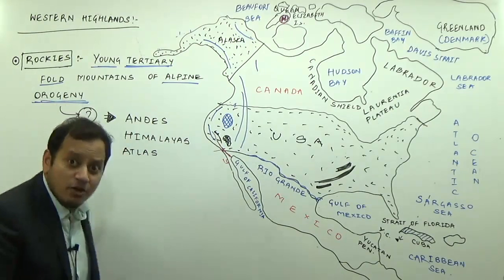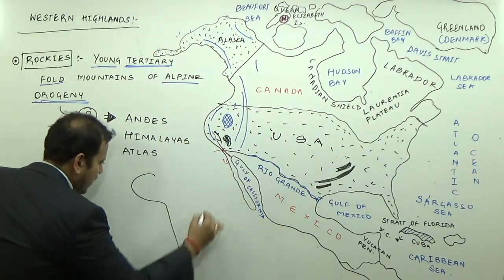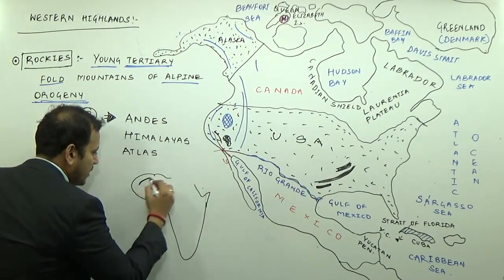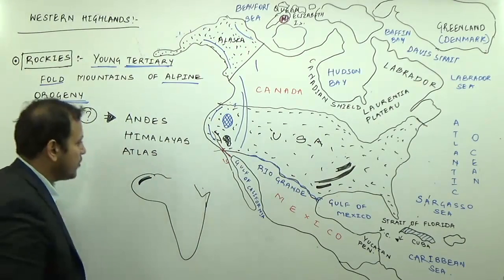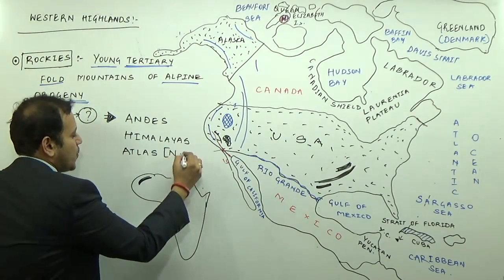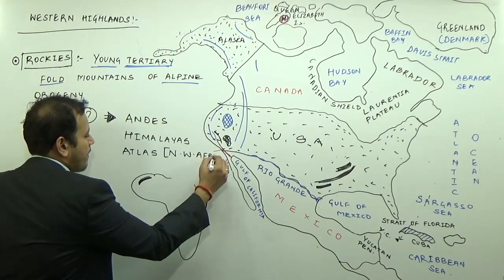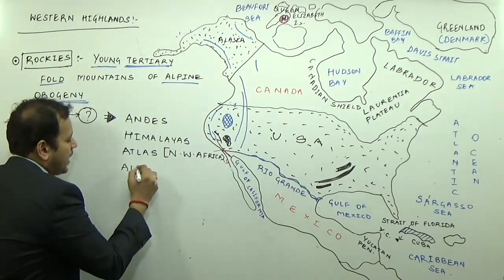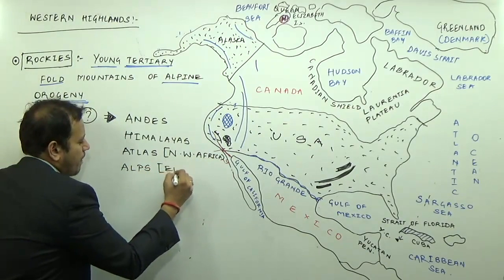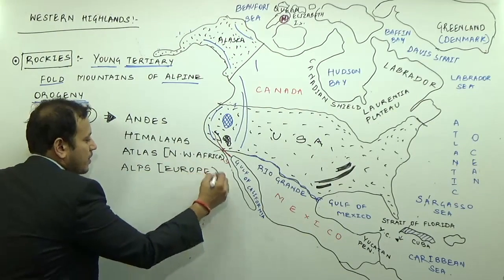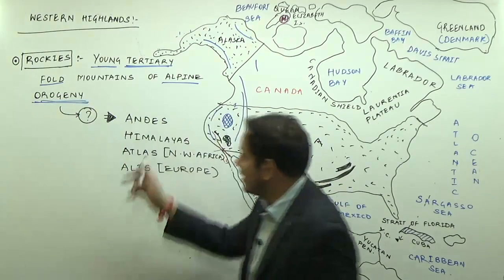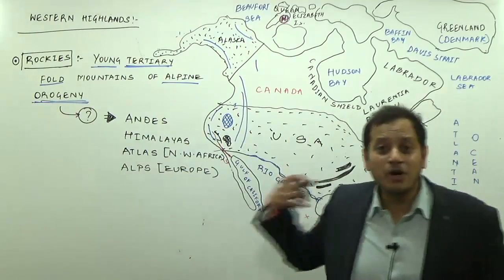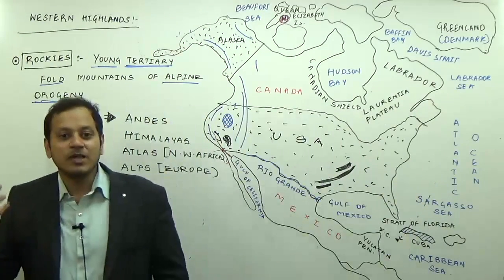Where are the Atlas mountain systems? In Africa, the northern part of Africa is the Atlas mountain system. The northwestern part of Africa is the Atlas mountain system. And the Alps, proper Alps of Europe. That is why I always say in my lectures, that the Andes, Himalayas, Atlas, Alps and the Rockies are cousins. They all belong to the same origin. They all belong to the alpine origin.